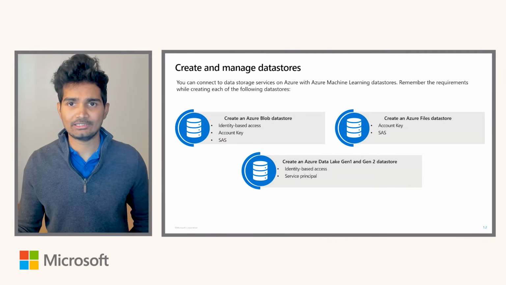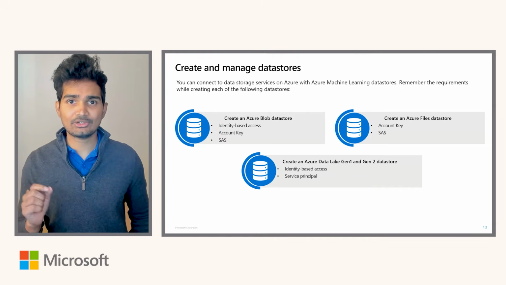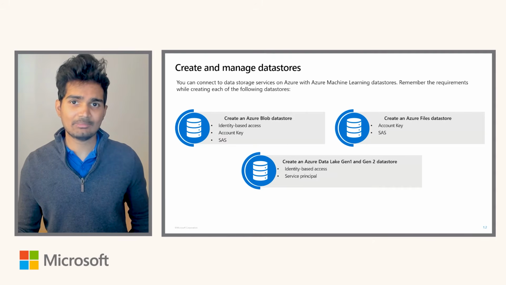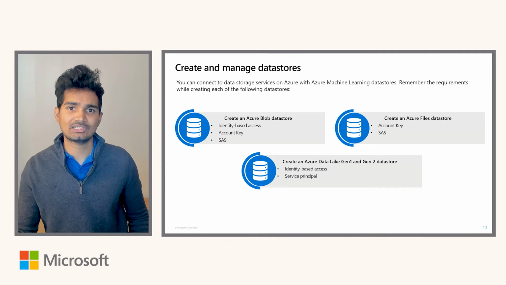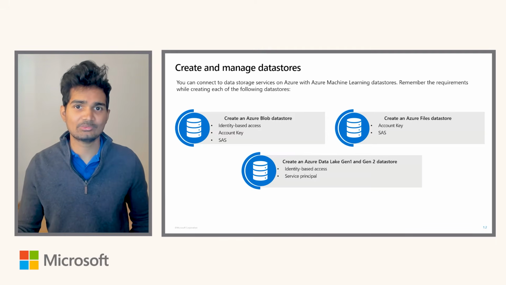With Azure Machine Learning, you can connect to various data storage services using data stores. Make sure you know the requirements for creating each type of data store. For Azure Blob Data Store, you need identity-based access and account key or SAS tokens. Azure Files Data Store requires an account key or SAS tokens. Azure Data Lake Gen 2 or Gen 1 data stores need identity-based access or service principal. Be aware of these requirements to ensure smooth integration and access to your data.